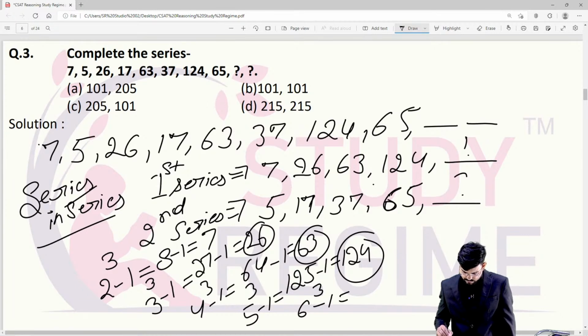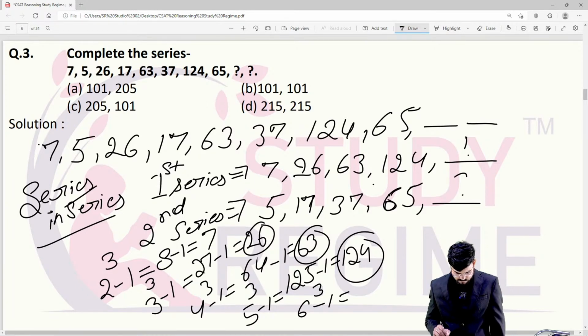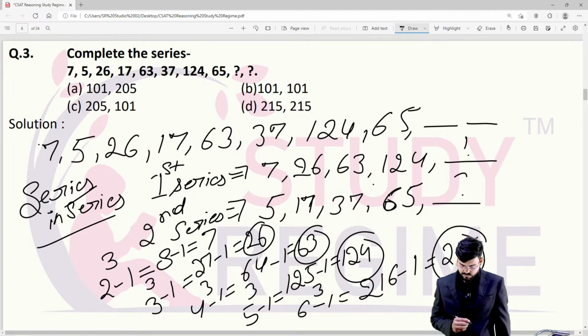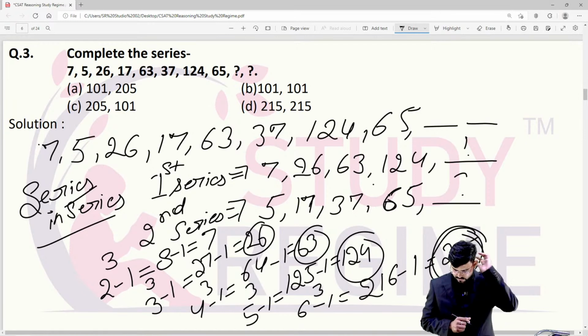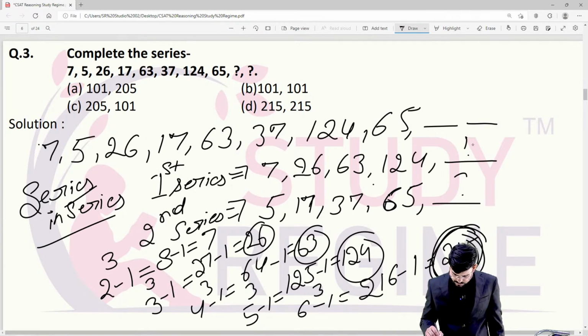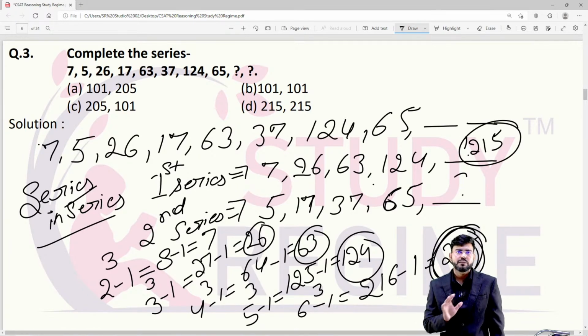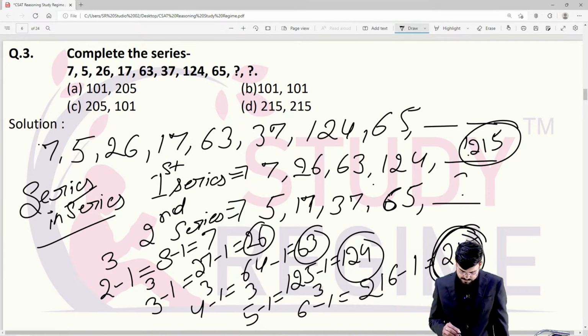So therefore likewise the other term will be 6 cube minus 1. So it will be 216 minus 1, it will be 215. Okay, you got this term 215. Now you can write it over here, 215. You got the missing term of the first series. Now we will go with the second series.